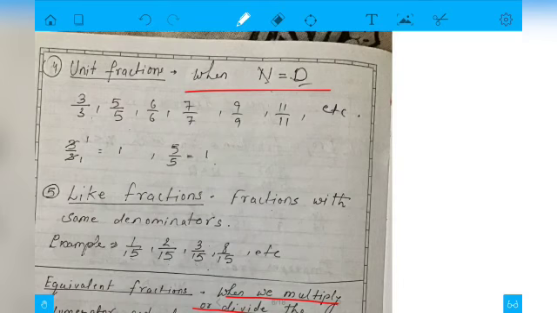Now let's come to the unit fraction. What are unit fractions? If the numerator and denominator of any fraction are the same, the fraction will be a unit fraction. You will see 3 by 3, 5 by 5, 6 by 6, 7 by 7 like this.